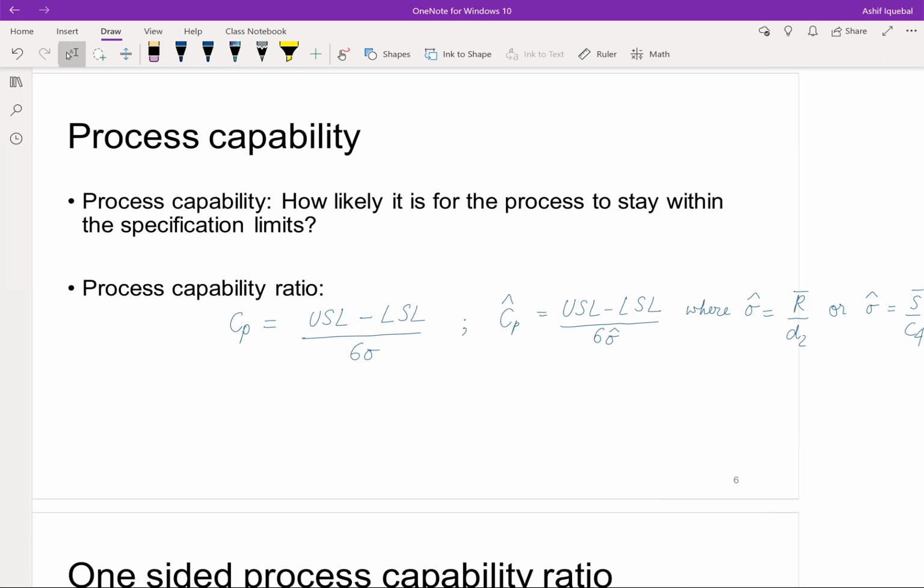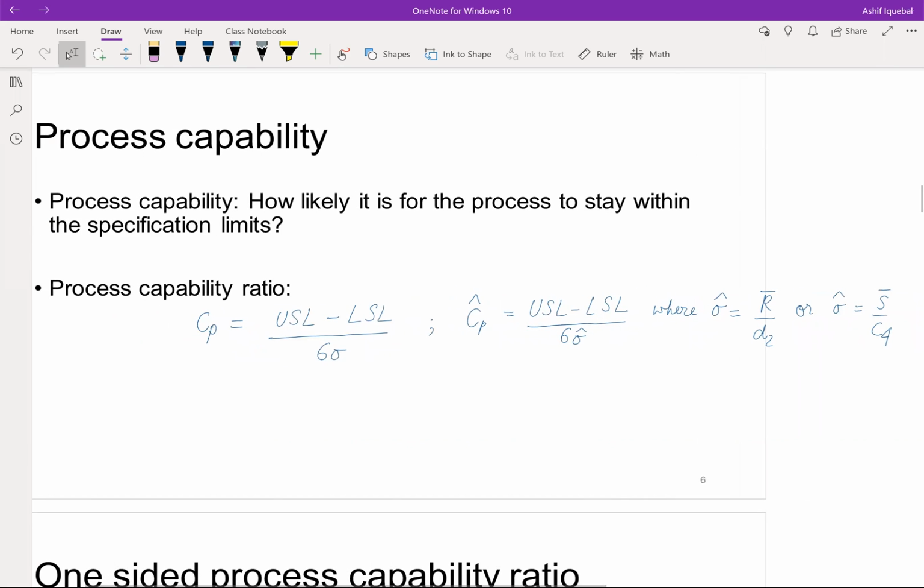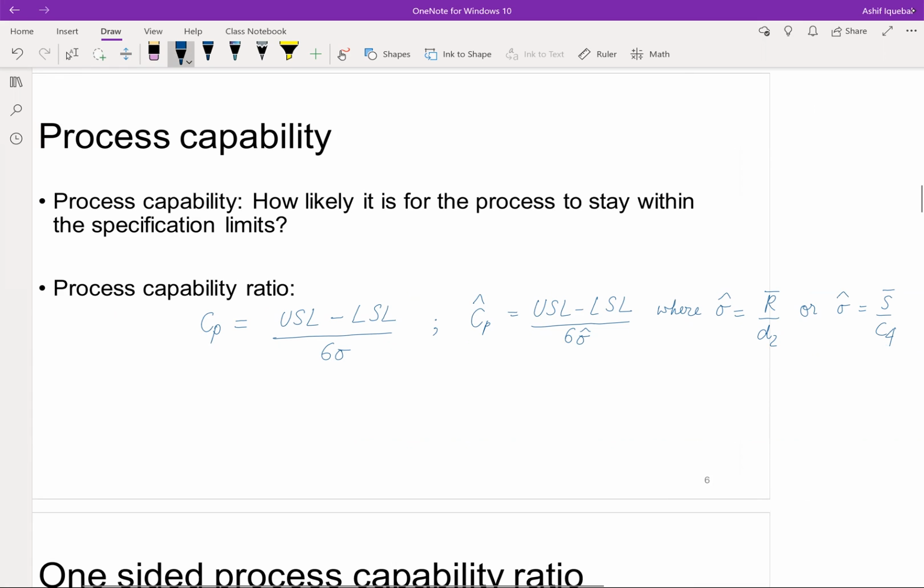So now you can define the process capability ratio. Now you can see that we are essentially comparing the width. USL minus LSL is nothing but the width of the specification limits, divided by our regular 3 sigma control chart, right? We are just comparing the width of the specification limits with the width of the 3 sigma control chart.